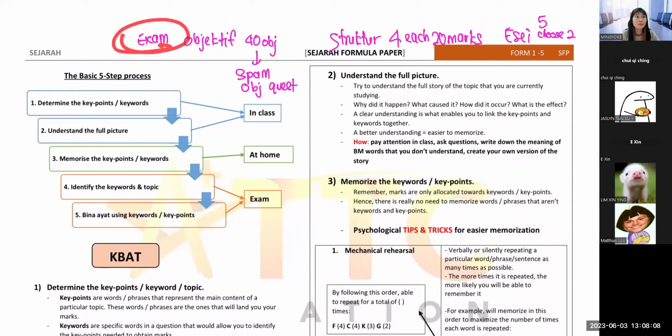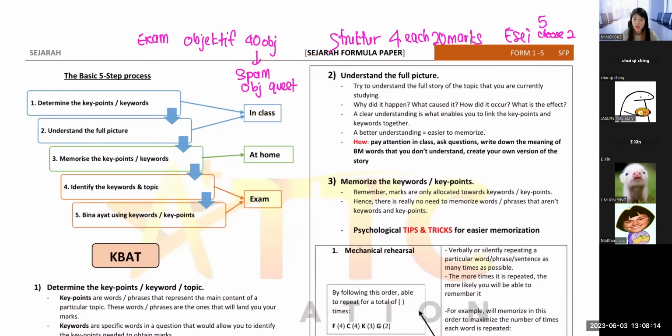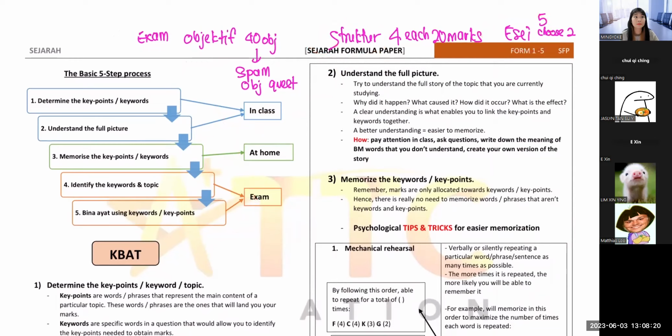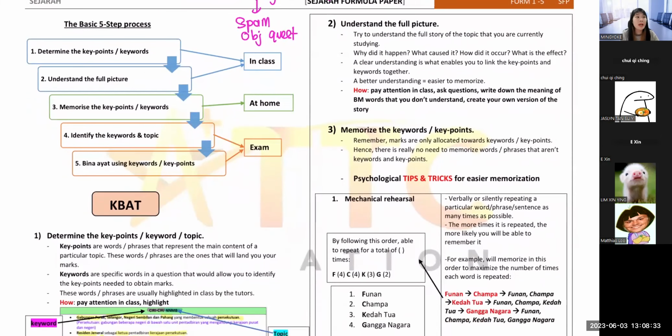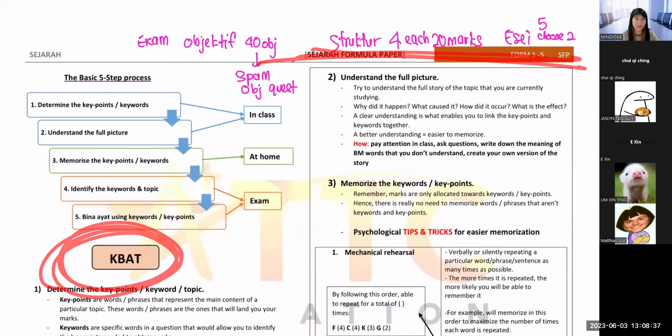So in the exam, if you meet objective, you just need to do one thing: spam objective questions only. If you meet structure and essay, you need to follow these basic steps. Just put in your key answer, keywords, key points. Then you earn your full marks. Understand? Okay. Now, for KBAT, later I'll show you how the structure and essay go.